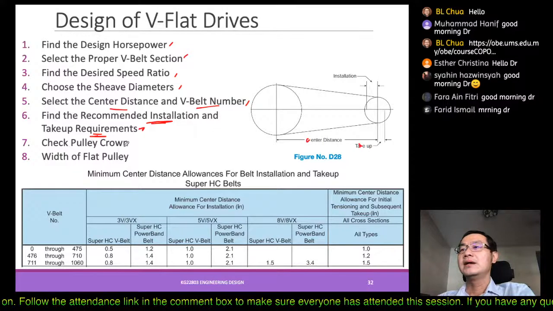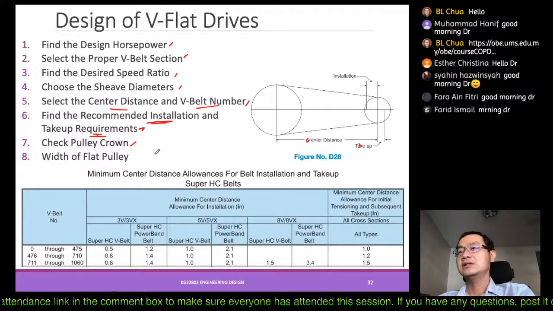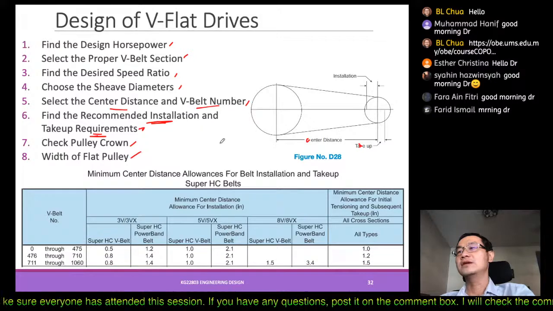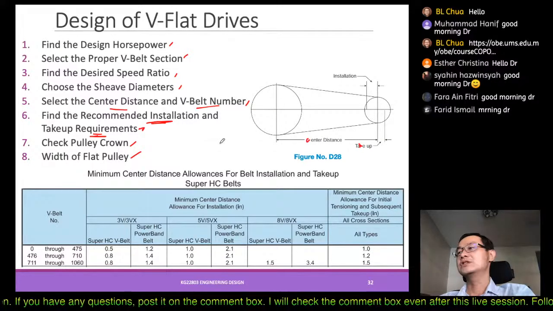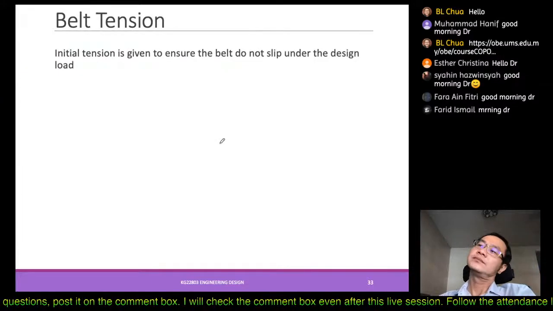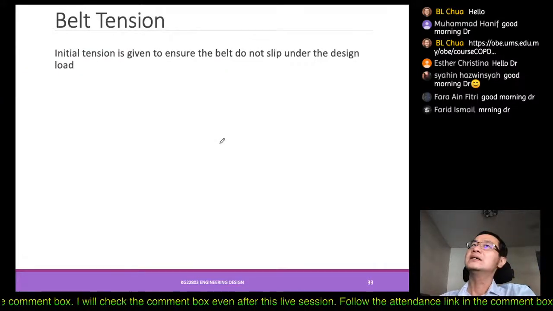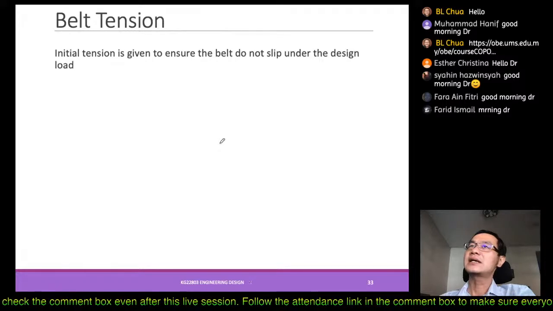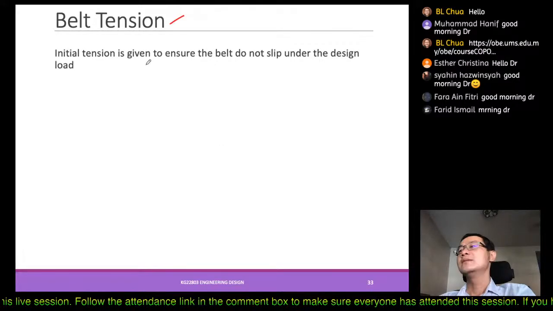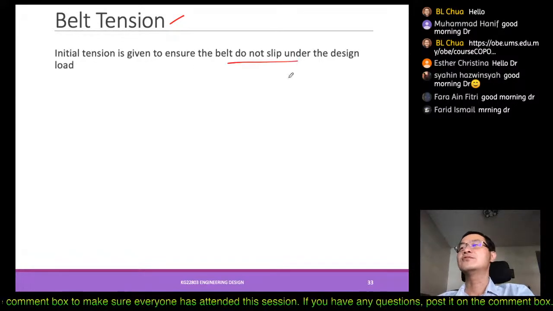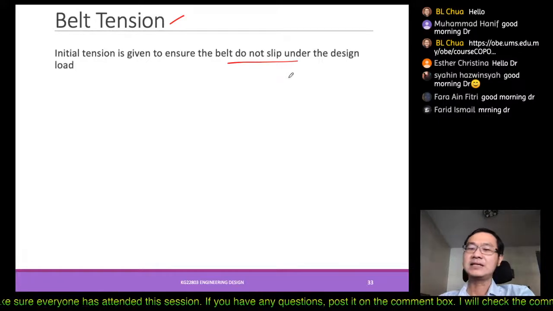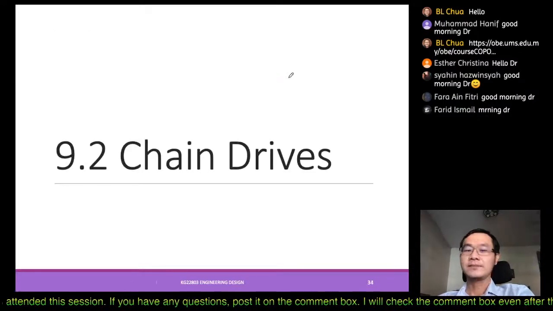Then check the pulley crown and the width, maybe if it is a flat belt, then we have to check all these things. Then the final part would be according to the manufacturer guide, what is the belt tension required. So these belt tensions will be given to ensure that the belt will not slip when we apply the design load.